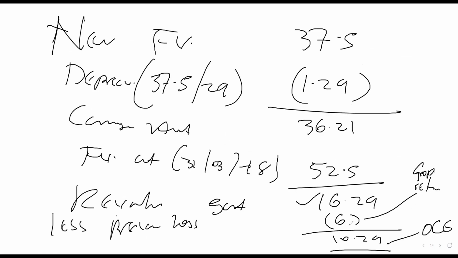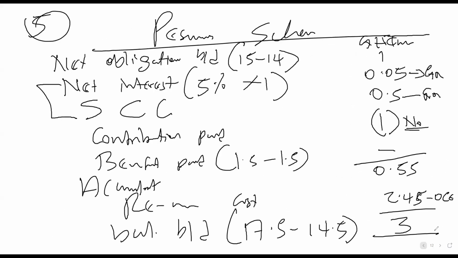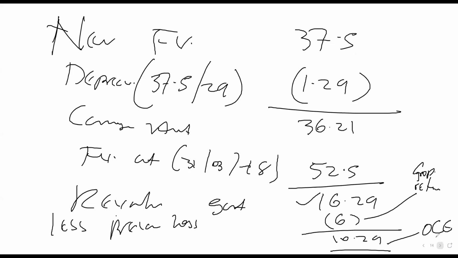We said that 6. Add 6 to group retained earnings. Valuation gain, into bracket reversal. 6. Where again do we say something to go? Fair value, group retained earnings. Okay, we've done that one already.